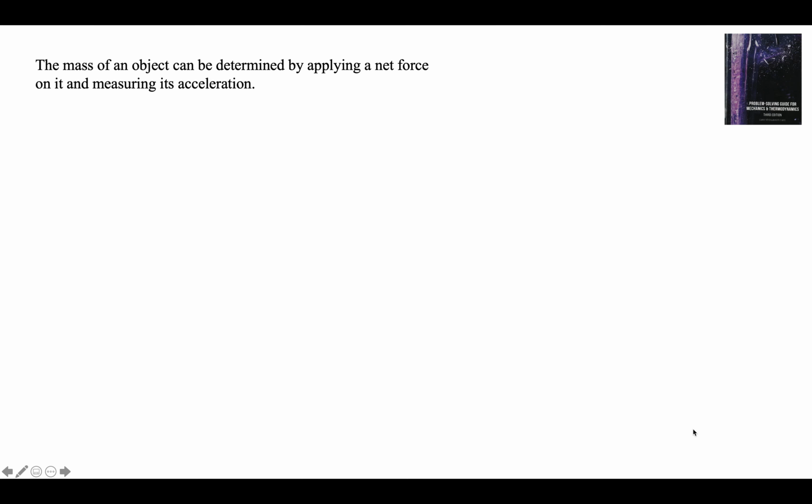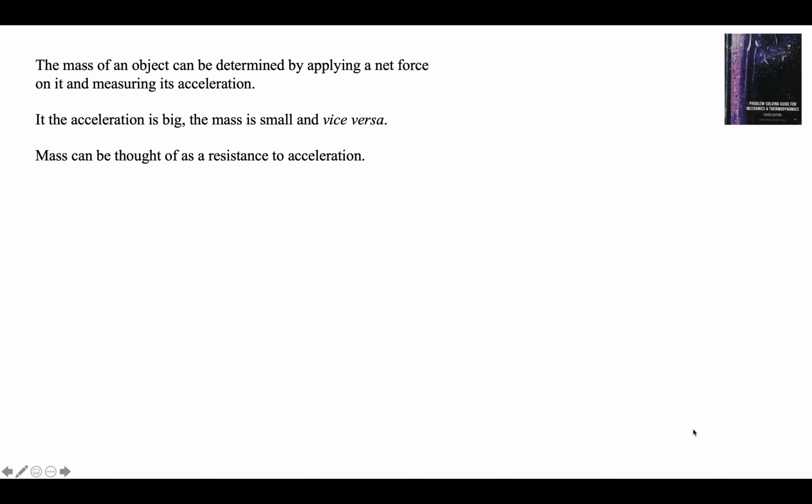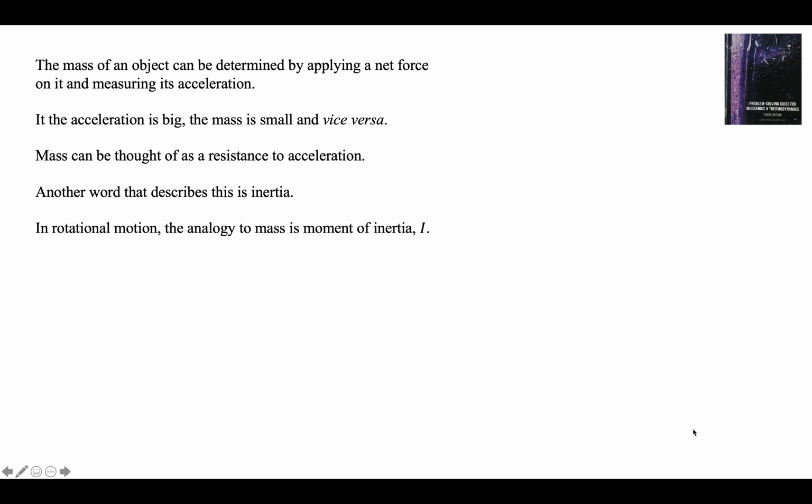The mass of an object, one way to determine it, is to push on it with a net force and see how much it accelerates. If you push hard and there's not much acceleration, it's a big mass. If you push and the mass takes off, it's a small mass. Mass can be thought of as the resistance to acceleration. Another word that describes this is inertia.